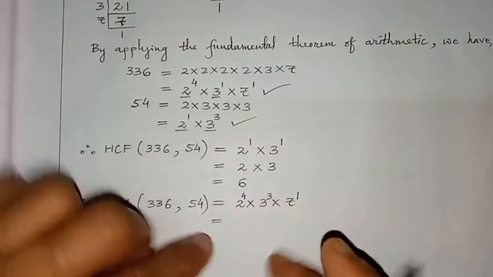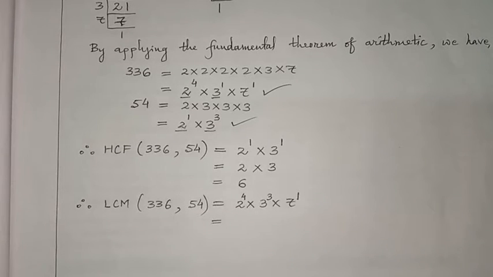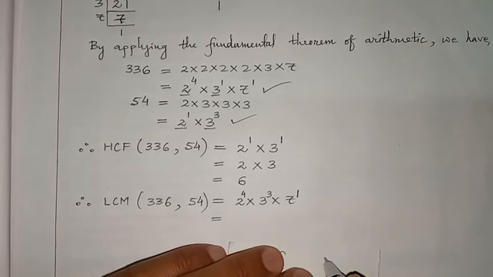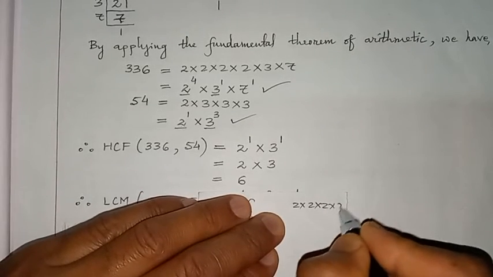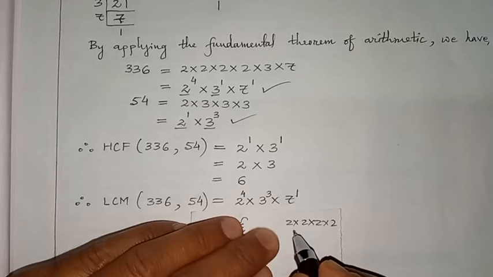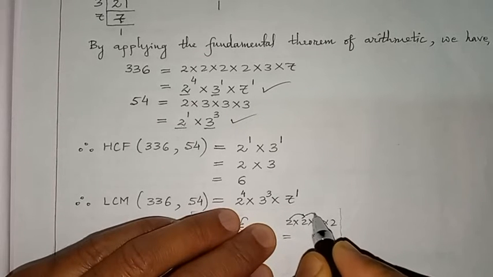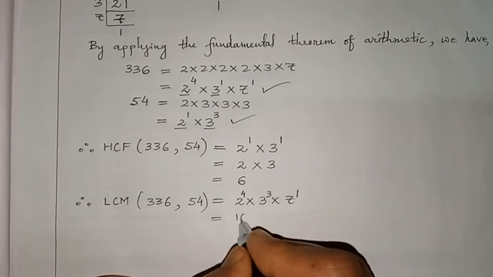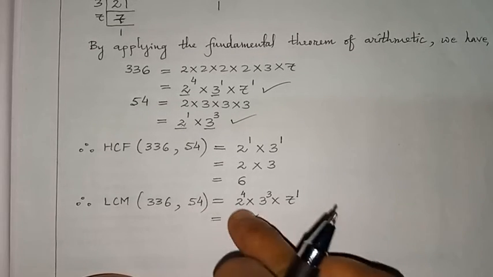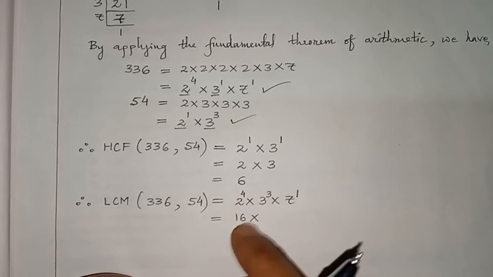Okay, now multiply them. Now 2 raised to power 4, I think you all know. 2 raised to power 4 means 2 multiplied how many times? 4 times. 2 raised to power 4 means 2 into 2 into 2 into 2, 4 times. So 2 into 2 is 4, 4 into 2 is 8, and into 2 is 16. So it comes to 16. Clearly remember, it's not 2 fours are 8. It's not 2 into 4. It means 2 multiplied 4 times. So it comes to 16.